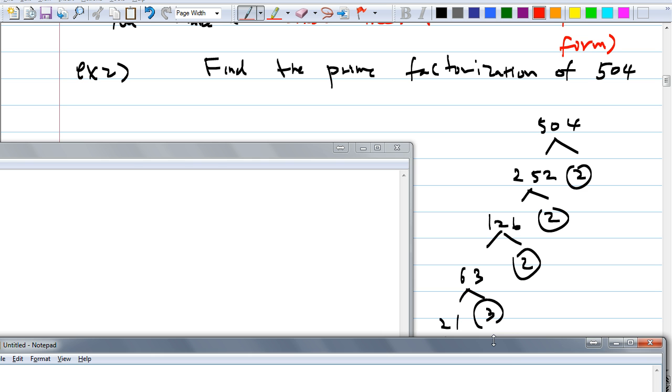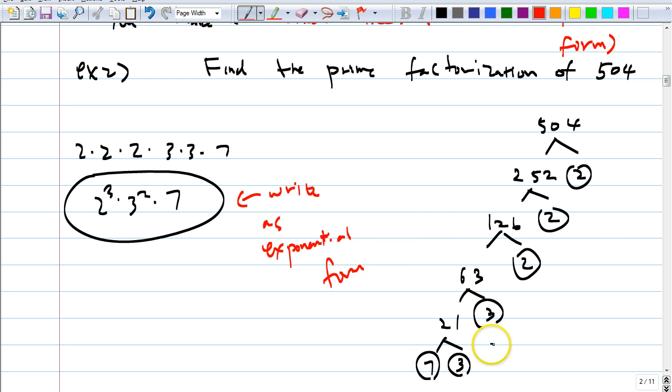2 plus 1 is 3, so 3 must go in. So 3 goes into 7 and 3. Did you all get that?